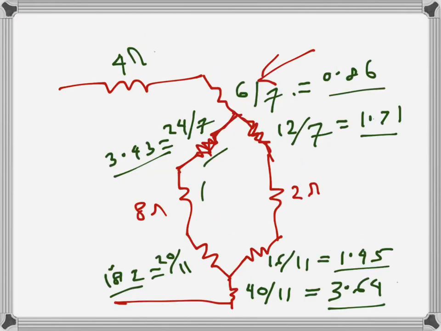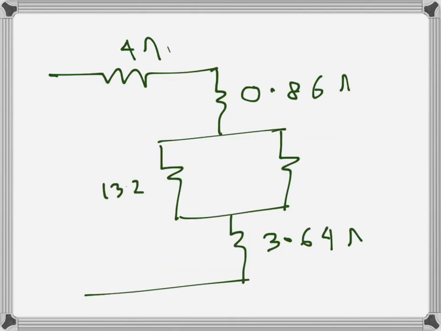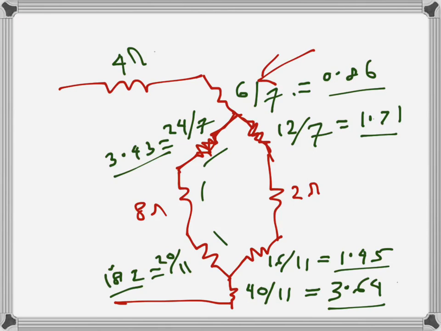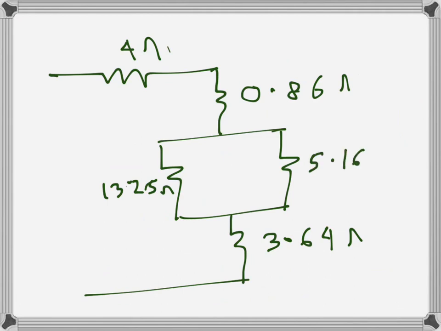So these 3 resistances are in series, so the sum of that is 13.25 ohms. So that's 3.43 plus 8 plus 1.82, approximately that's the value. And then we have 1.71 ohms, 2 ohms and 1.45 ohms. These 3 are in series again, so the sum is 5.16 ohms. So that's the value. So now it's becoming simple.